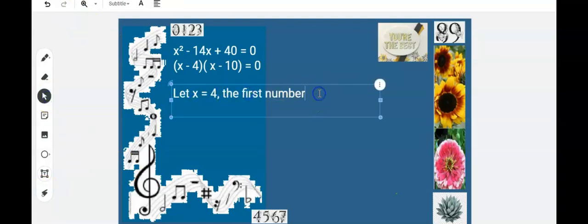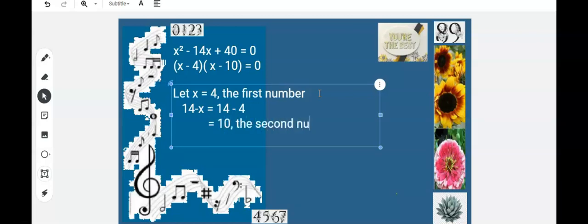Okay, so we let 4 be the first number, the smaller number. And then we know that our representation for the second number is given sum minus x. So we have 14 minus x. So copy 14 and then replace x with 4. So we have 14 minus 4, the second number. How much is 14 minus 4? Right? It's 10. So 10 is the second number.